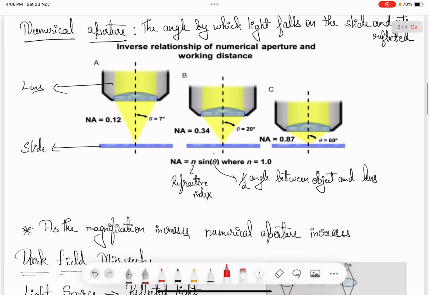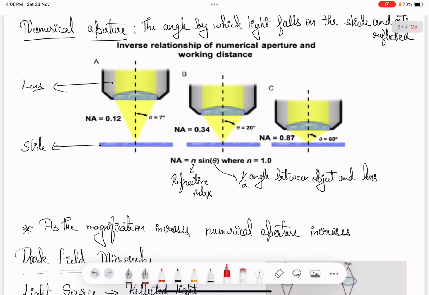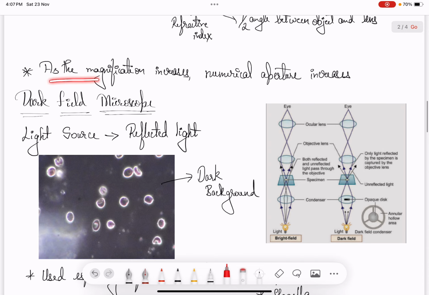Like that you calculate. The one main important thing is that magnification increases as the numerical aperture increases. So whenever you turn the objective, when the lens comes very near to the slide, the angle theta increases. You can see the theta, from here to here, the angle increases. When the angle increases, the numerical aperture increases. So as the magnification increases, the numerical aperture increases.